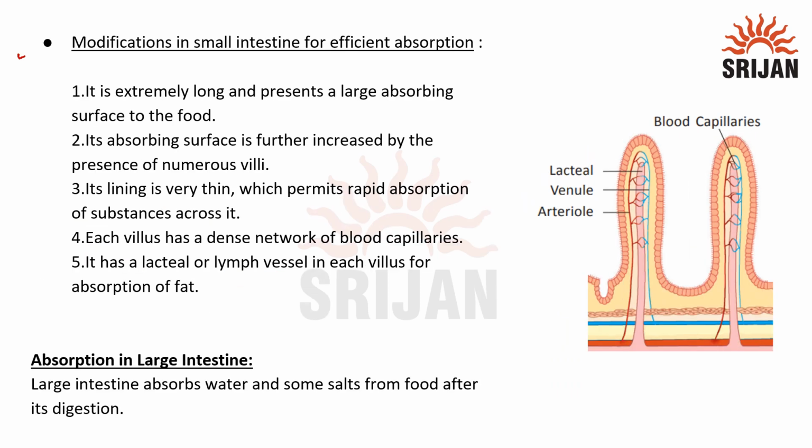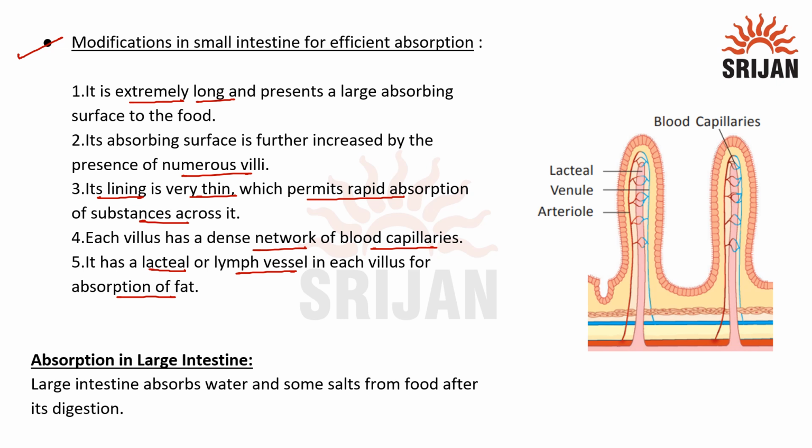Moving towards the modifications in the small intestine for efficient absorption. Firstly, the small intestine is extremely long so that it can increase the surface area. It also has finger-like projections called villi, which further increase the surface area for absorption. Its lining is very thin, which permits rapid absorption of substances across it, and each villus has a dense network of blood capillaries. It also has a lacteal or lymph vessel in each villus for the absorption of fat.